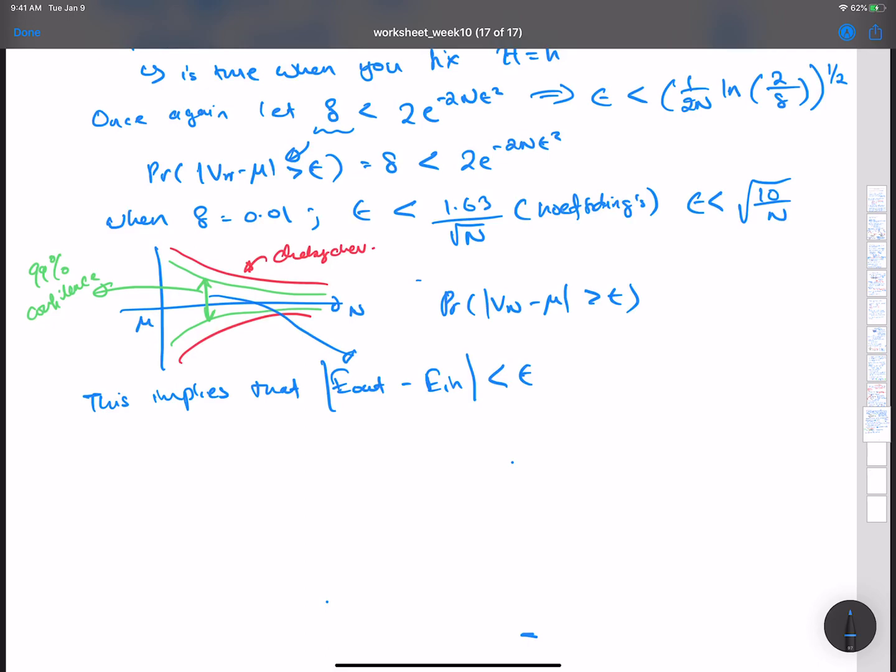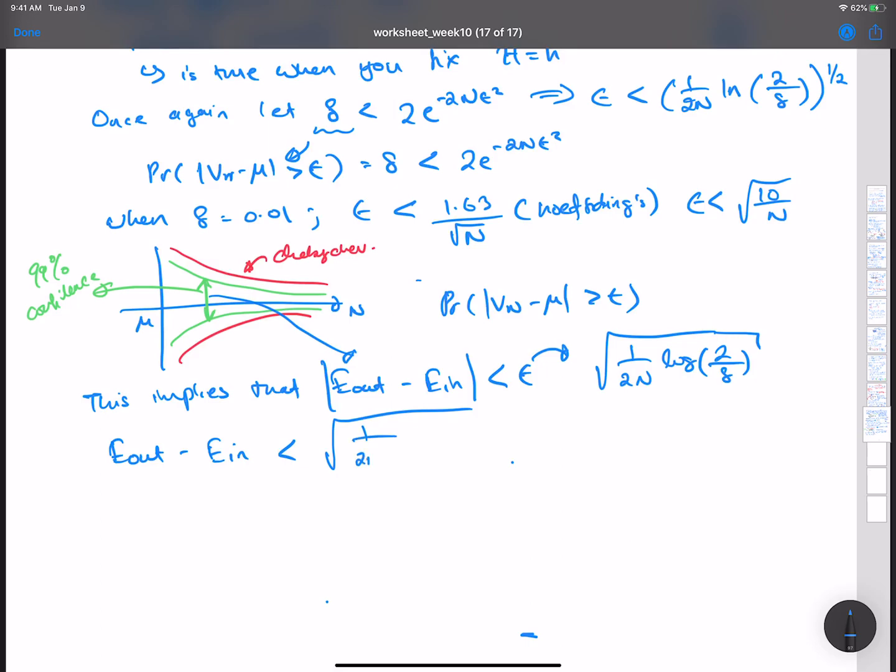So when you plug in these values, you know what epsilon is. This is going to be the square root of 1 over 2n log of 2 over delta. So when you substitute it, we have E out minus E in is less than epsilon. Epsilon is going to be that term over there, the square root of 1 over 2n log of 2 divided by delta. What this implies is that E out is less than or equal to E in, for a particular hypothesis, because remember, this IID Bernoulli thing only holds when you fix a hypothesis. So the error is going to be above by the square root of 1 over 2n, or below for the other side.